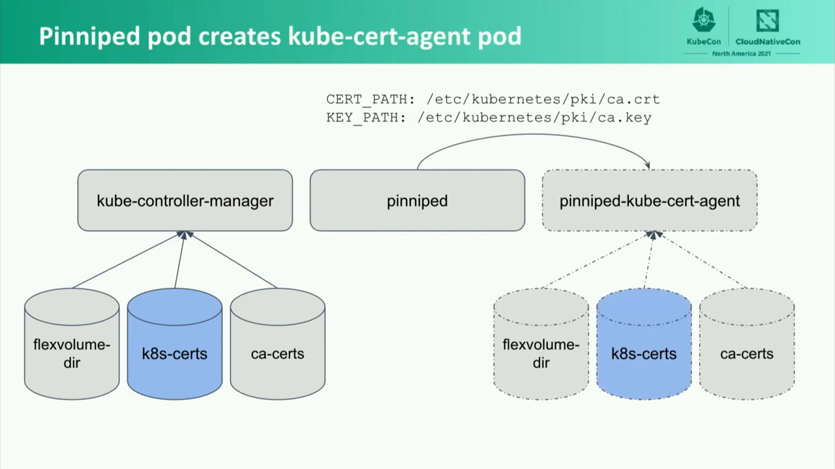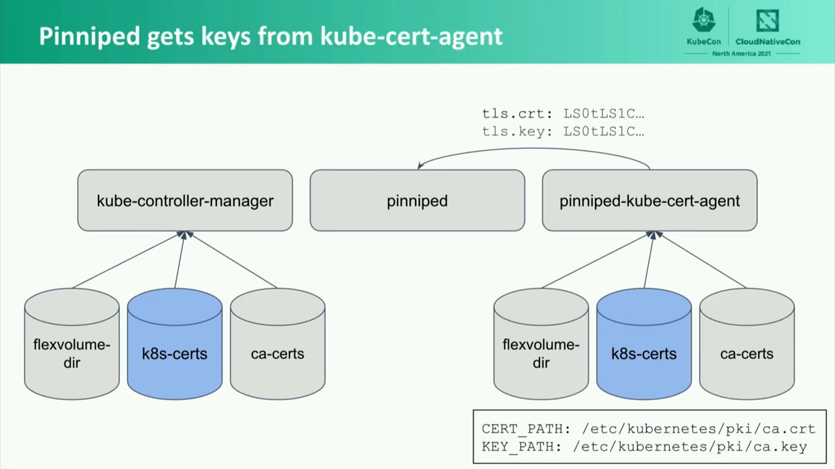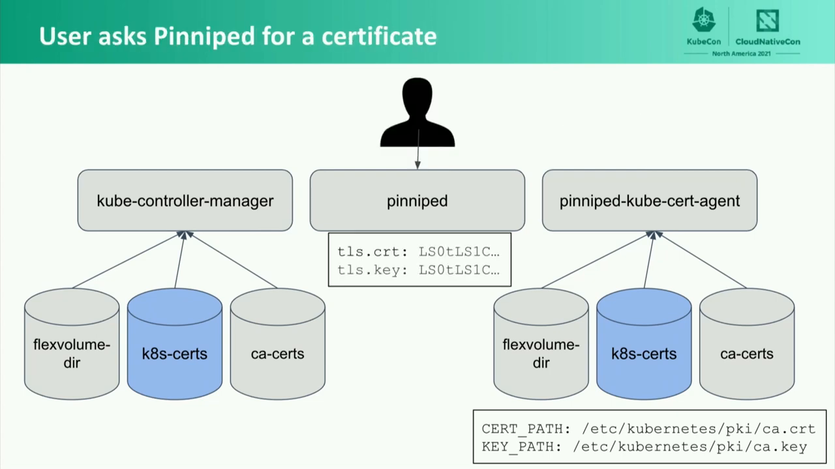The Pinniped pod will read the metadata of the kube controller manager to find the path to the cluster signing key. Then Pinniped launches a privileged pod called the kube cert agent and copies over the kube controller manager's volumes. It also passes the path to the key pair as environment variables. Pinniped can then ask the kube cert agent for the key pair, which the kube cert agent reads from its volumes and stores in memory. So when a user asks Pinniped for a certificate, we can do our own authentication checks, then use the key pair to mint certificates of any duration we want.